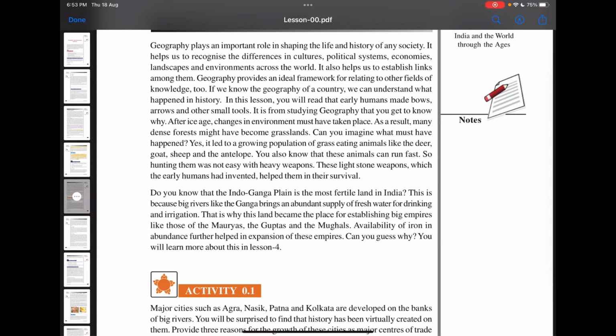Do you know that Indo-Ganga plain is the most fertile land in India? This is because big rivers like Ganga bring an abundant supply of fresh water for drinking and irrigation. This is why this land became the first place for establishing big empires like those of the Mauryas, Guptas, and the Mughals. Availability of iron in abundance further helped in expansion of these empires. Can you guess why? You will learn more about this in lesson 4.